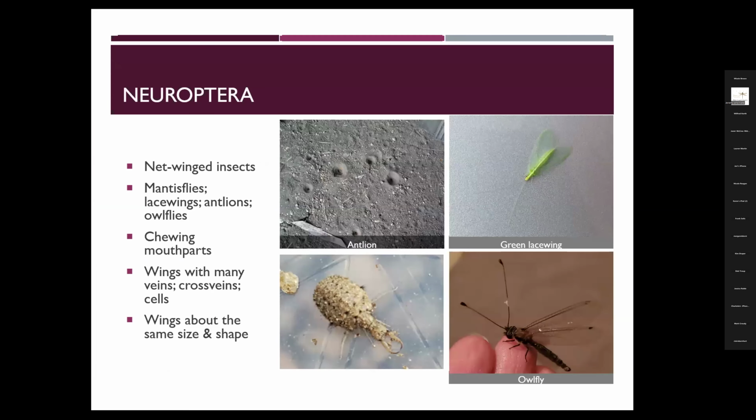The order Neuroptera are the net-winged insects. These are things like mantis flies, lacewings, antlions, and owl flies. The antlion is what you see on the left. That is the immature stage. This is another one that has complete metamorphosis. And the larvae that you see on the bottom there is actually what you will find at the bottom of an antlion pit.